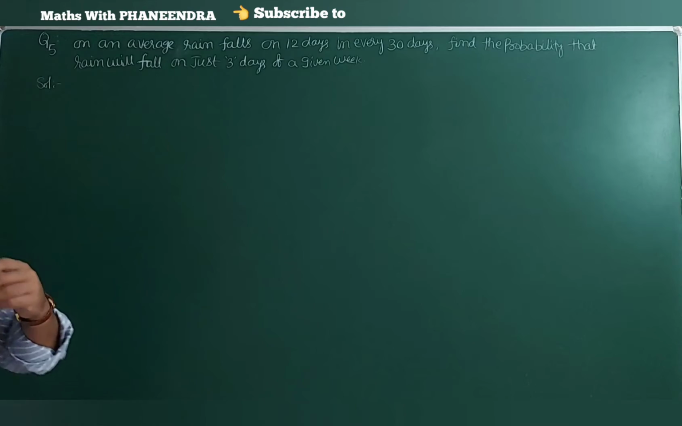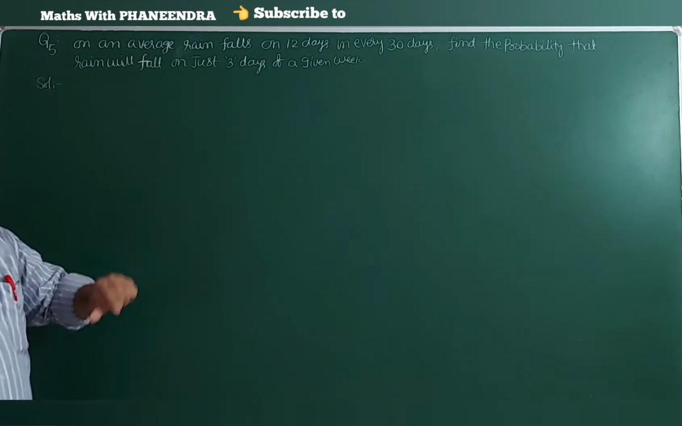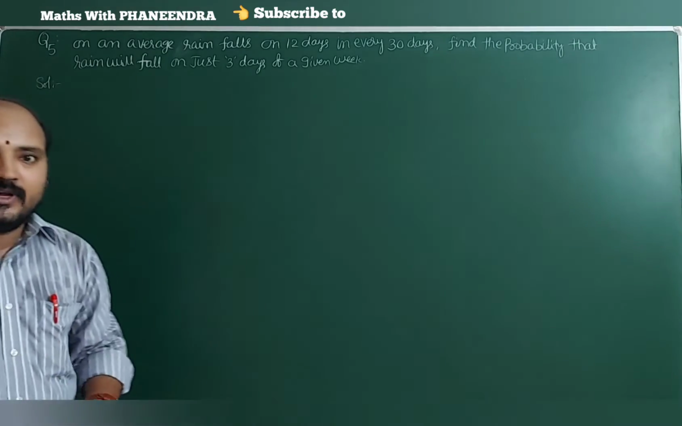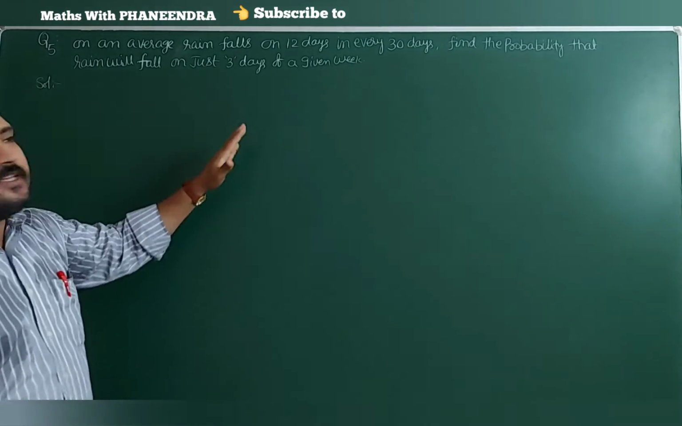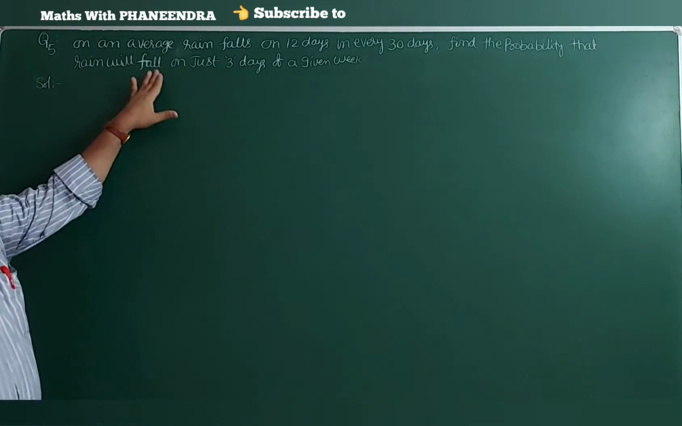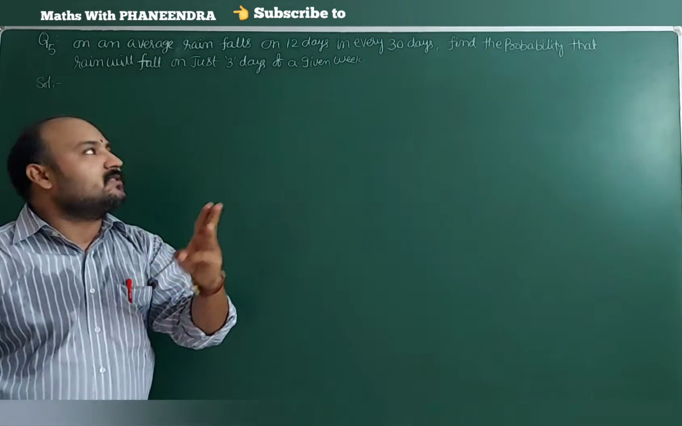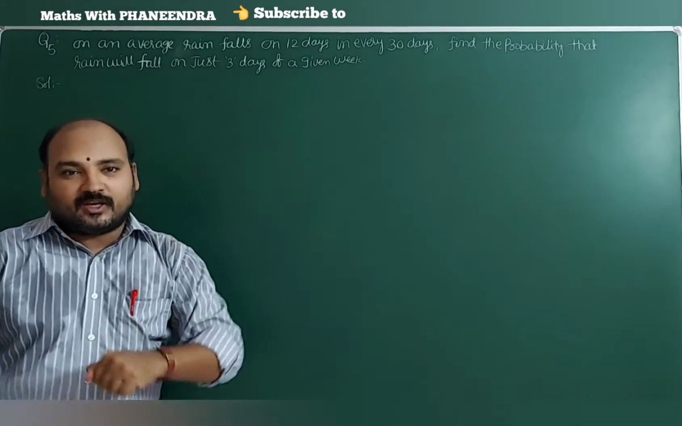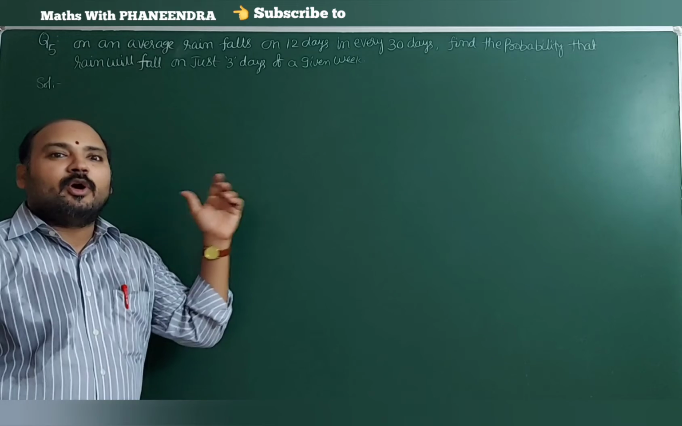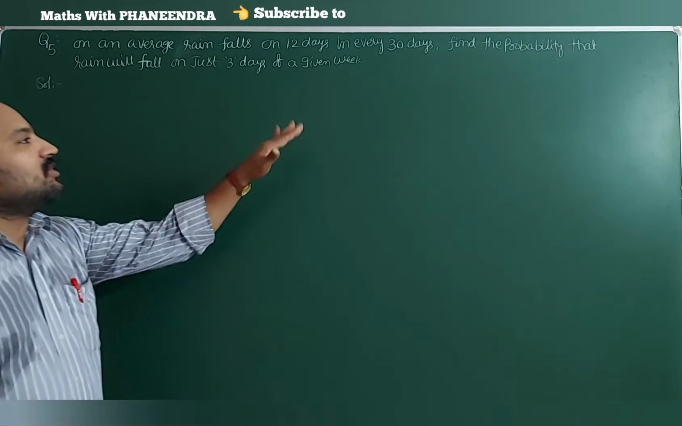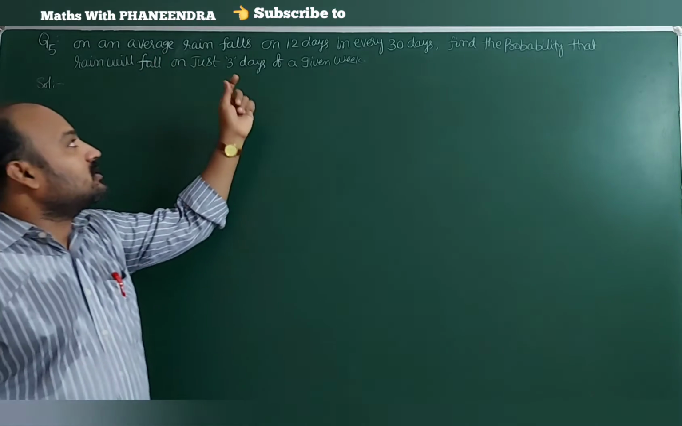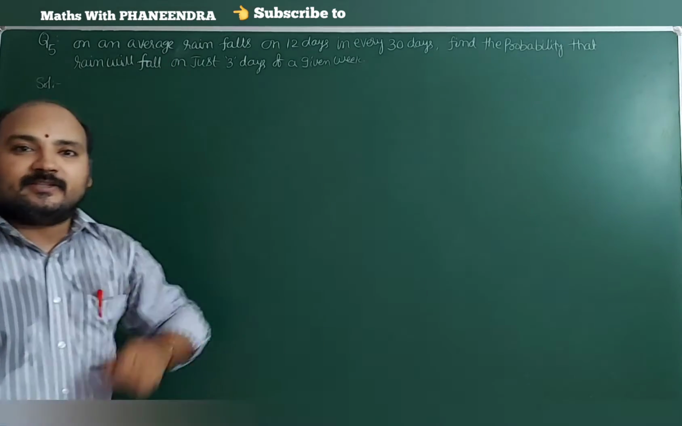The next question, number 5. On an average, rain falls on 12 days in every 30 days. In every 30 days, 12 days will be rainy. Find the probability that rain will fall on just 3 days of a given week. See here how we are going to apply the binomial distribution for this question. On an average, rain falls on 12 days in 30 days.